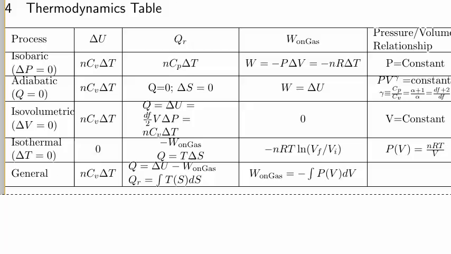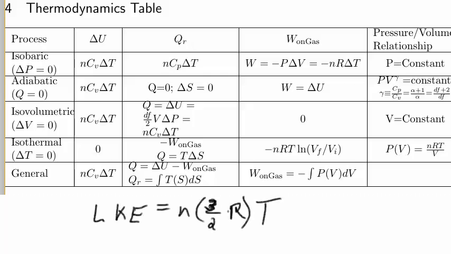Now, I put together this table a couple years ago showing the differences in isobaric, adiabatic, isovolumetric, and isothermal processes. You'll find in each case that delta U is equal to n c sub v delta T. That is not what I just proved. What I proved is that the total linear kinetic energy is n times 3/2 R times T. You'll notice here a sort of inverse relationship between the pressure and the work. Work done on the gas is the negative integral of the pressure function. Pressure then, inversely, should be the negative derivative of the work, right?